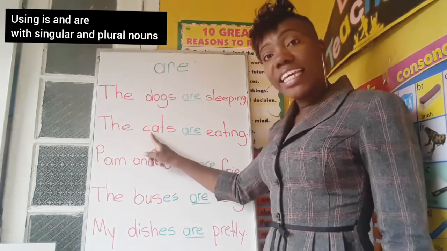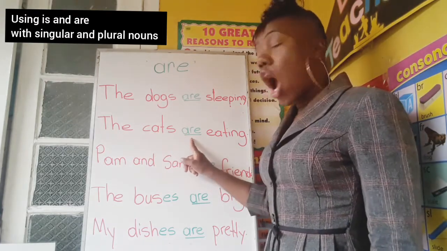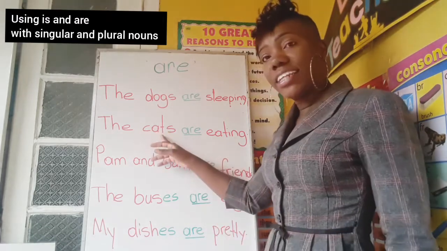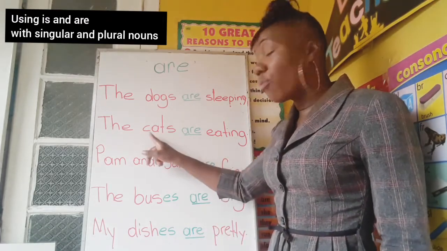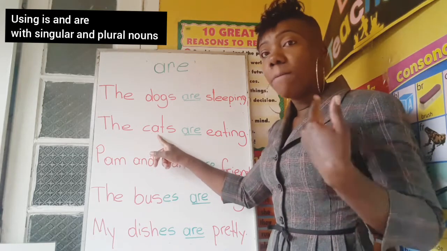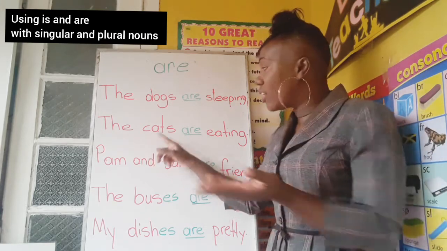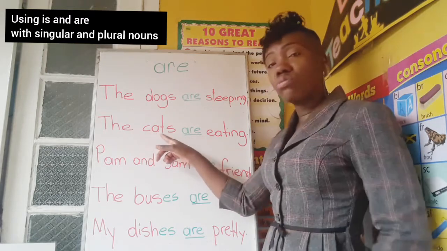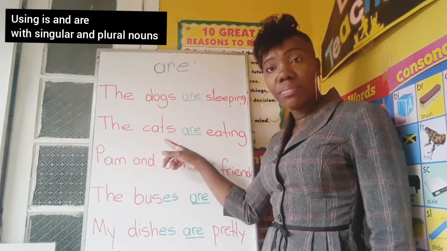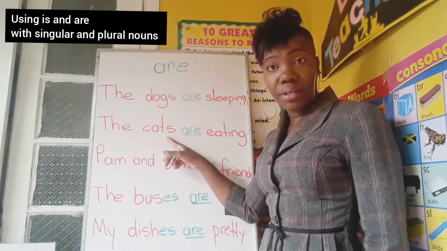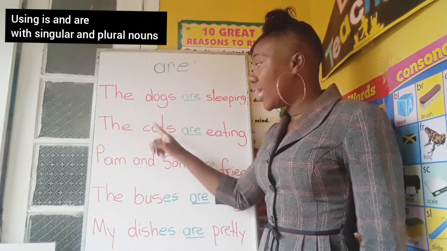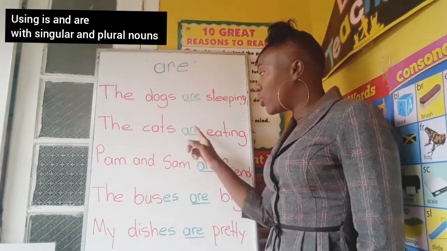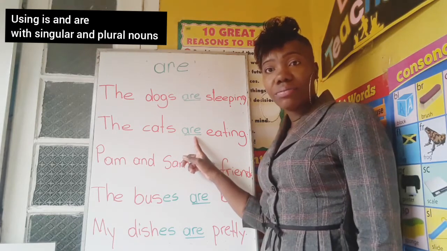The cats are eating. So it is talking about cats. Is this one cat or more than one cat? More than one cat because there is an S. And because of the S, it shows that this is more than one, which is plural. And cats is a naming word. It's a noun. The cats are eating. Therefore, we use the word are.